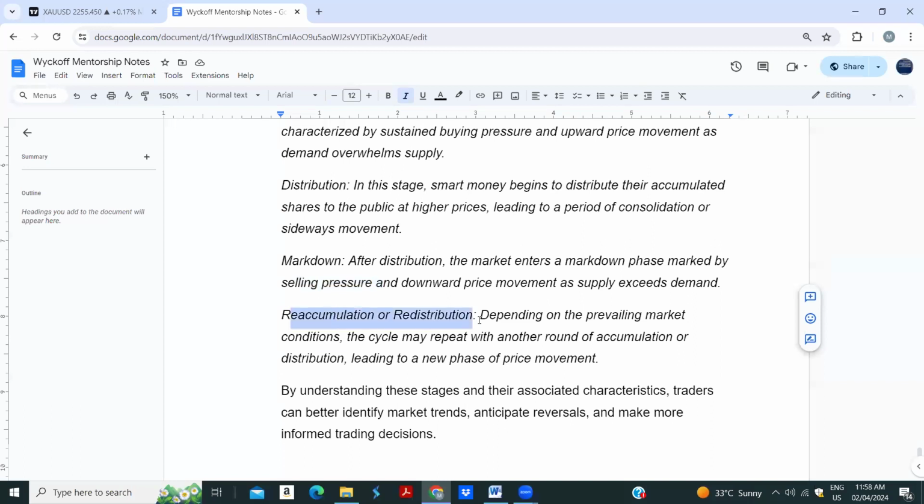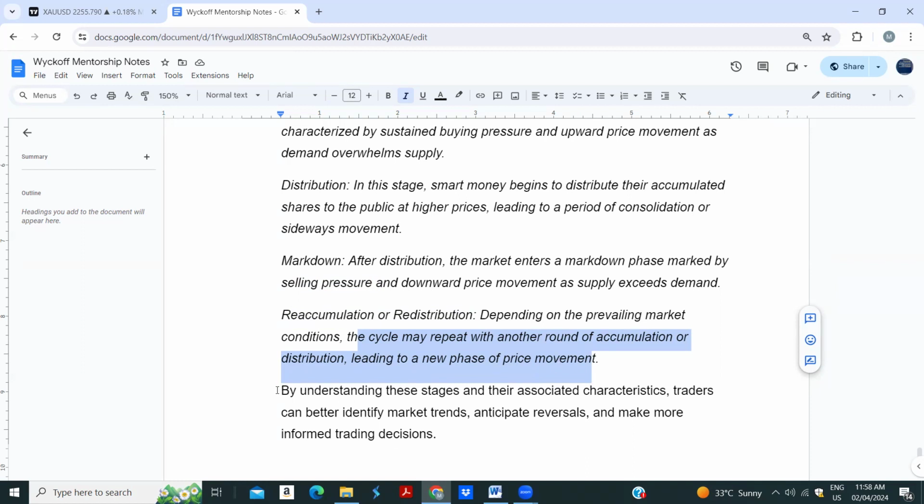Reaccumulation or redistribution. Depending on the prevailing market conditions, the cycle may repeat with another round of accumulation or distribution, leading to a new phase of price movement. After the markup and markdown phases, the smart money quietly accumulates or distributes the shares at lower or higher prices, and the price moves in consolidation or a range. During reaccumulation and redistribution, the price is in equilibrium, and the supply is equivalent to demand.